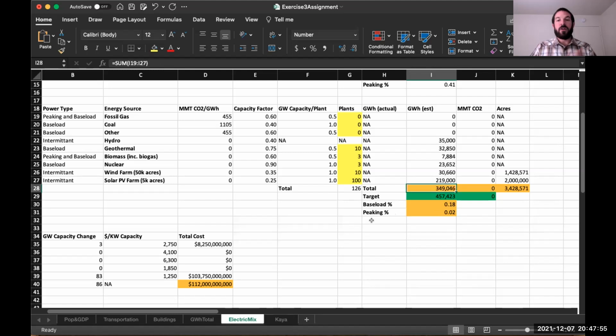And I need another 100,000 gigawatt hours. Okay, what do I do? Nuclear. How many nuclear plants do I want? All right, let's say I want 10 nuclear plants. Okay, let's say I want 10 biomass plants. Okay, well, my peaking is still trash.